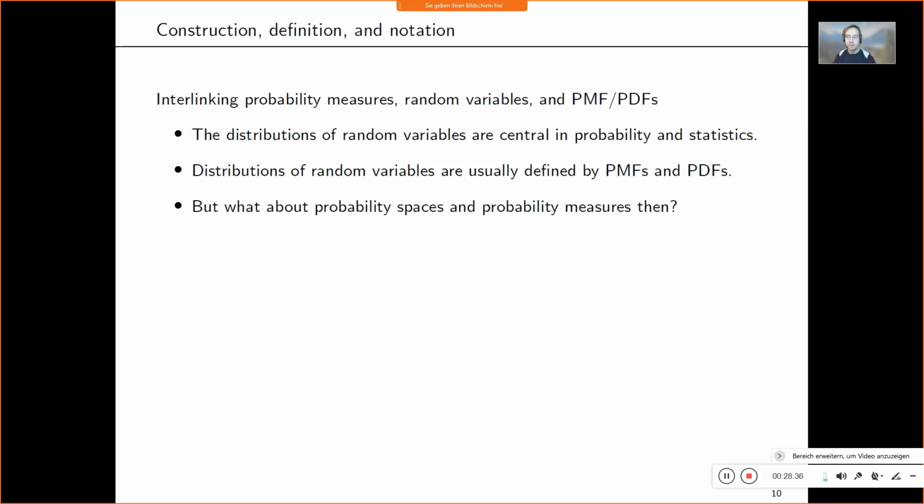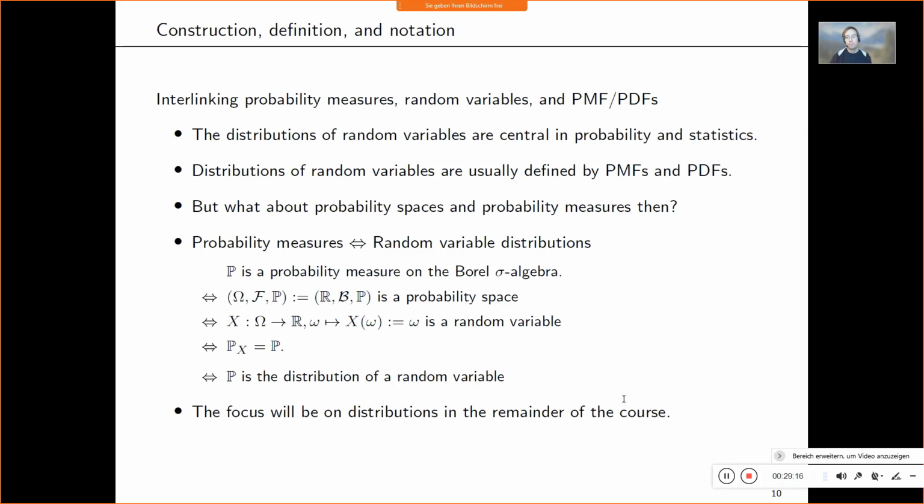So clearly, the distributions of random variables are central in probability and statistics, so we always talk about the distribution of a certain random variable, and later when we go to the statistics part of this course, we will assume, for example, that there are 10 random variables and they are Gaussian distributed or something like that. These distributions we will then specify in terms of probability mass functions and probability density functions, which I guess you also know roughly what they are, so we will look at them in more detail later. But the question is then, what's with the probability spaces and what's with the probability measures if we don't talk about them anymore?